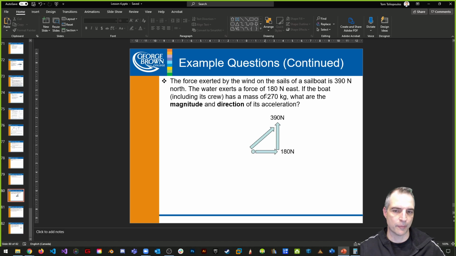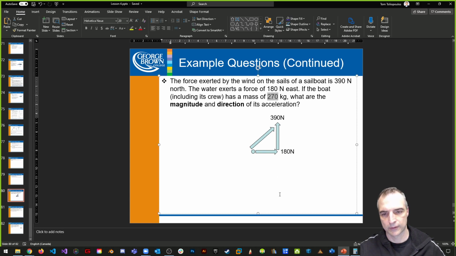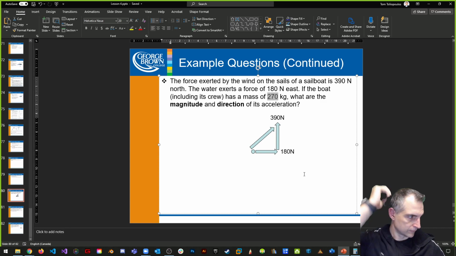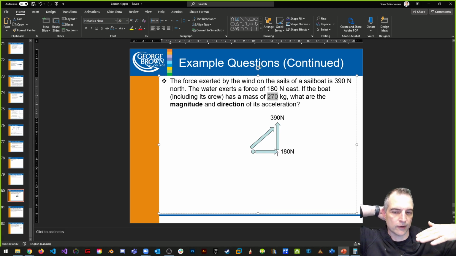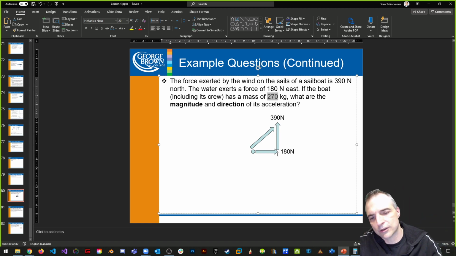Do we care about the 270 kilograms? If the boat, including its crew, has a mass of 270 kilograms, what are the magnitude and direction of its acceleration? Do we care? And the answer is yeah, we do, because then we can break it down, right? Because we're looking at it from a top-down perspective. Because the water is keeping the boat afloat, we don't care about direction towards the water. That's not important. All we care about is a top-down diagram like this.